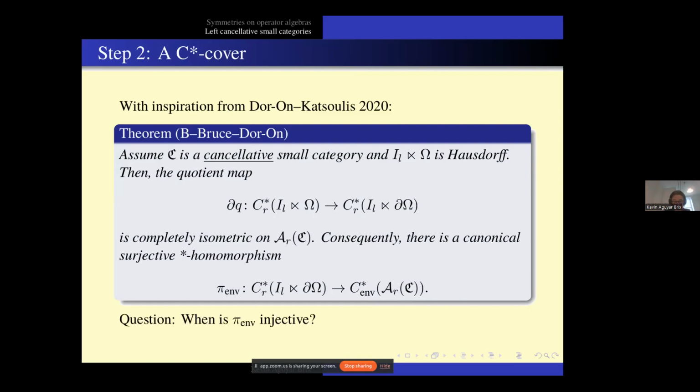And now the question, of course, is, this is nice, but when is this map injective? When have we actually identified the envelope? This is the question. And I wanted to say that this took a lot of work to prove this theorem, and the main idea was inspired by this work of Dor-On and Katsoulis. I don't have time to talk about it now, but it took some work.